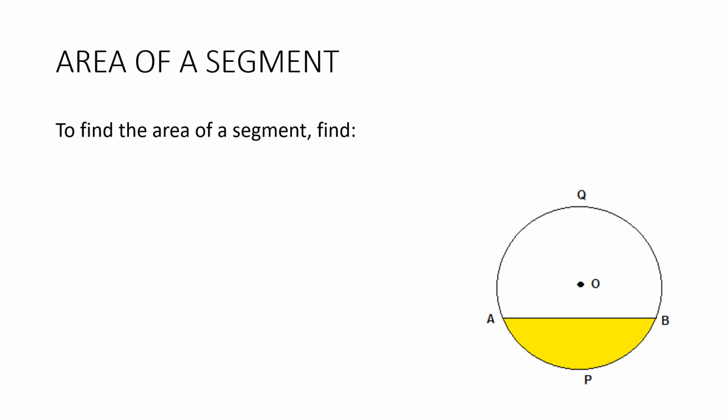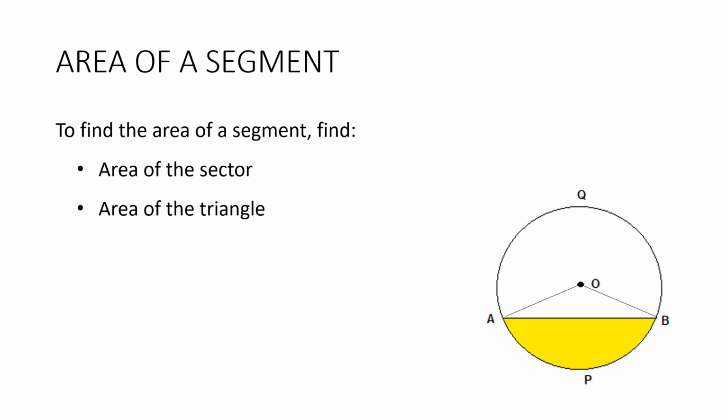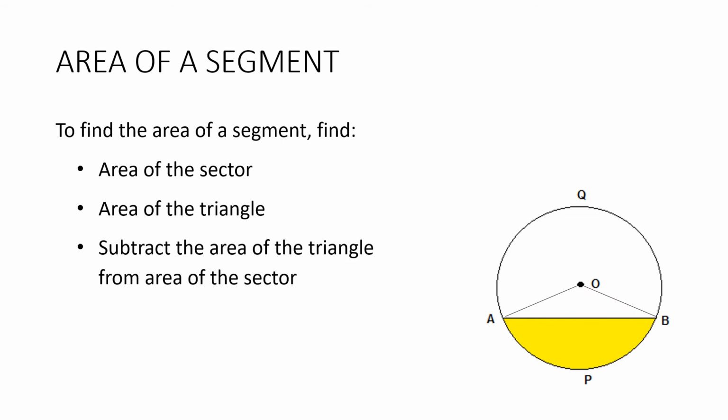Now, we talked before about a segment. It's like a slice of a circle. And if we want to find the area of a segment, then we start by finding the area of a sector. We use that formula we used before. Then we find the area of this triangle. We're going to use 1/2 ab sin C for that. And then we subtract the area of the triangle from the area of the sector.